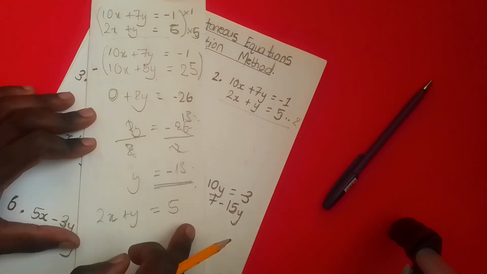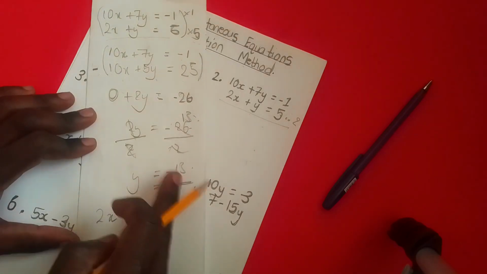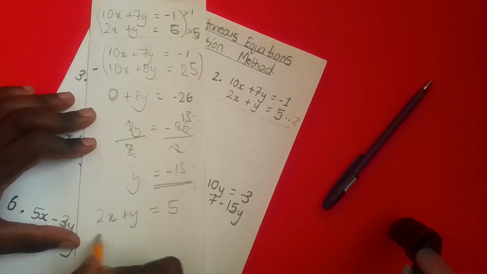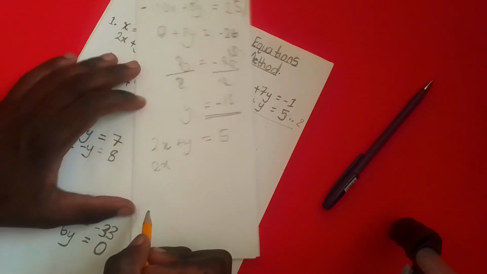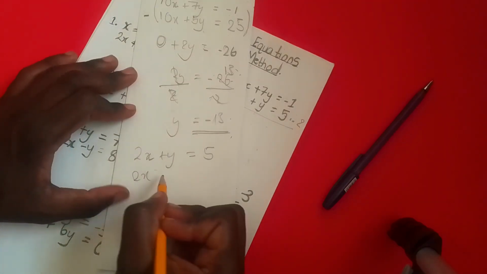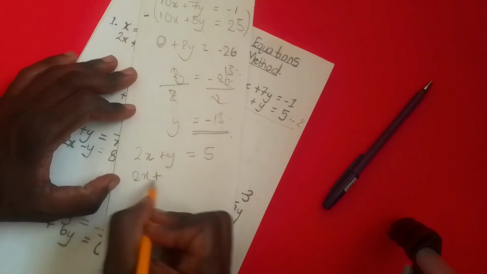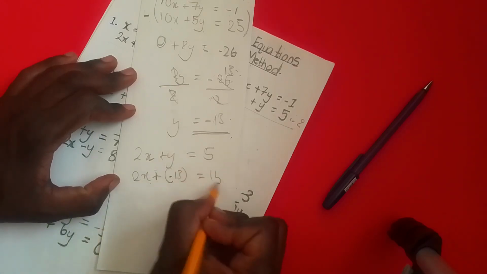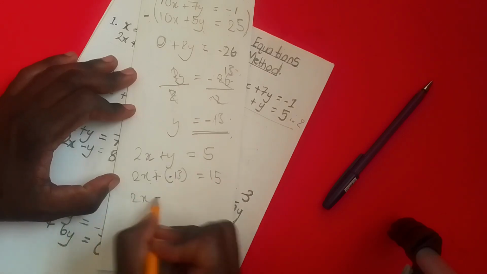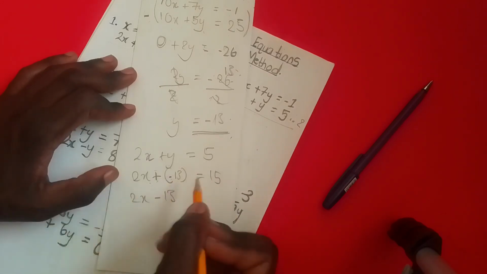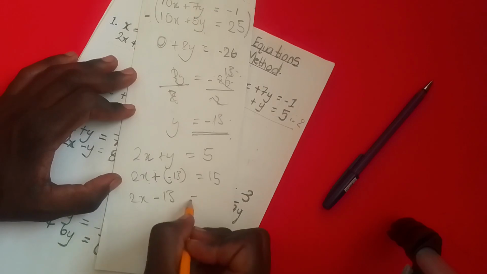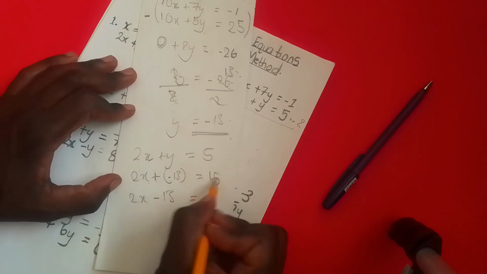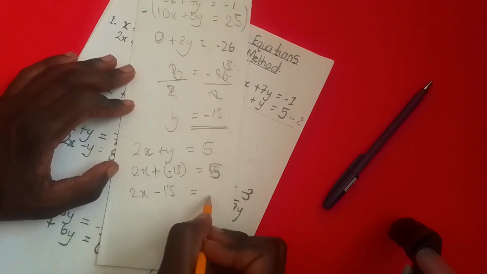Now we substitute the value of y, which is negative 13. So 2x plus the value of y, negative 13, being equal to 5. Right? So negative times a positive is equal to negative. 2x minus 13 is equal to what? 5.